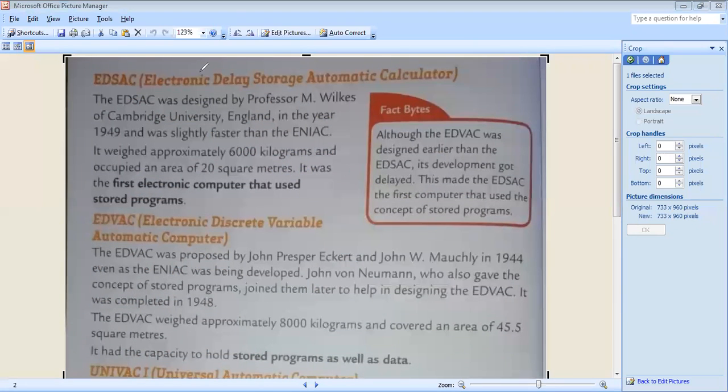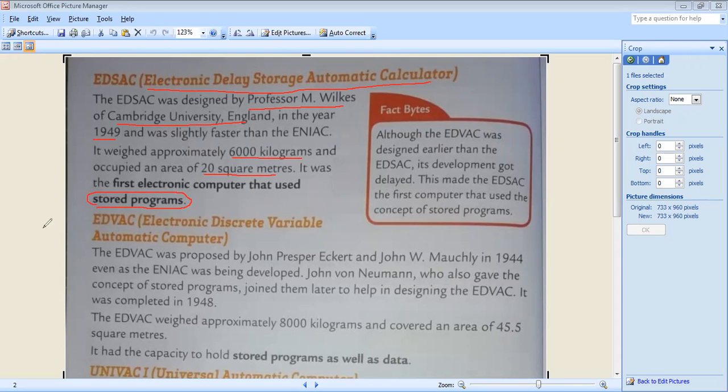After ENIAC came EDSAC. It stands for Electronic Delay Storage Automatic Calculator. The EDSAC was designed by Professor M. Wilkes of Cambridge University, England in the year 1949, and was slightly faster than ENIAC. It weighed approximately 6,000 kilograms and occupied an area of 20 square meters. It was the first electronic computer that used stored programs.